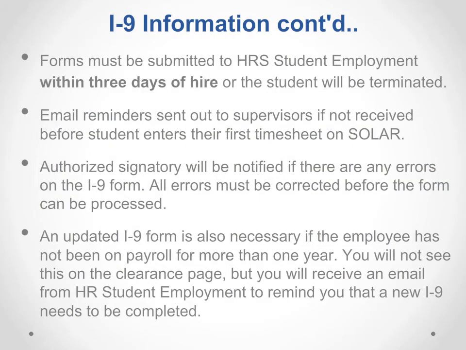I-9 forms must be submitted to the Student Employment Department within 3 days of hire or the student will be terminated. Email reminders are sent out to supervisors if they are not received before the student enters his or her first timesheet on Solar. An authorized signatory will be notified if there are any errors on the I-9 form. All errors must be corrected before the form can be processed. An updated form is also necessary if the employee has not been on the payroll for more than a year. You will not see this on the clearance page, but you will receive an email from the HR department to remind you that one needs to be completed.